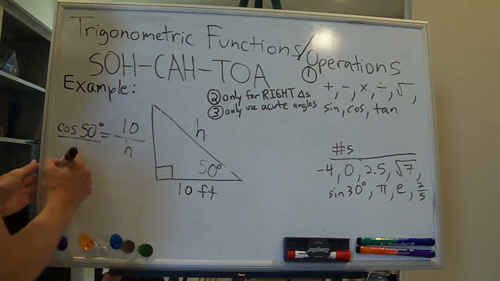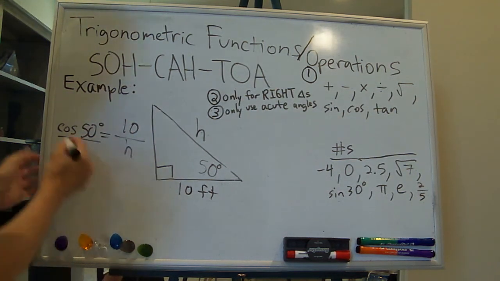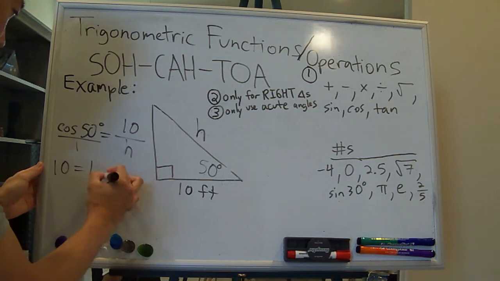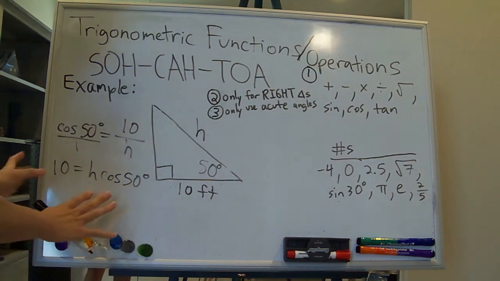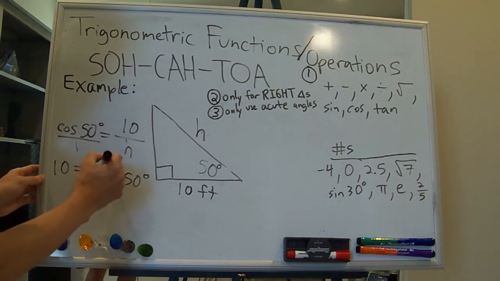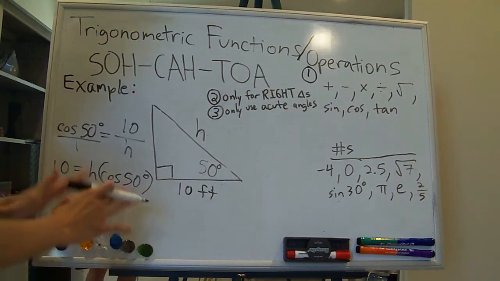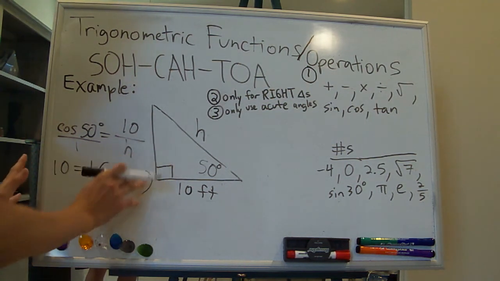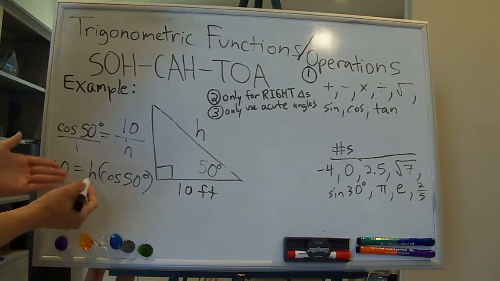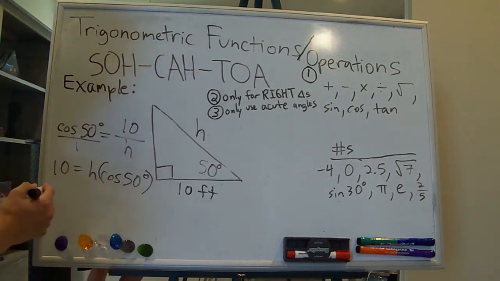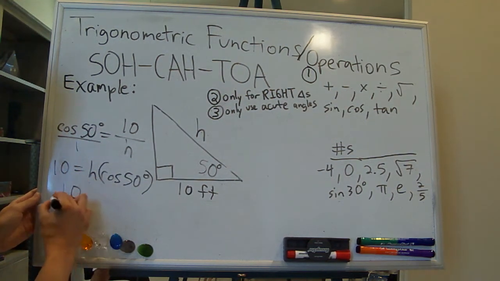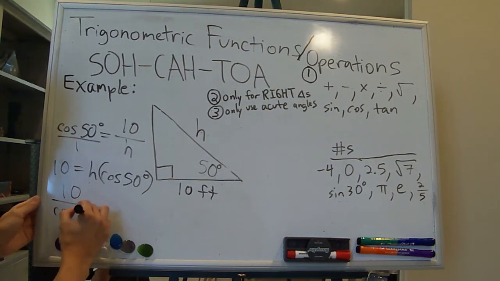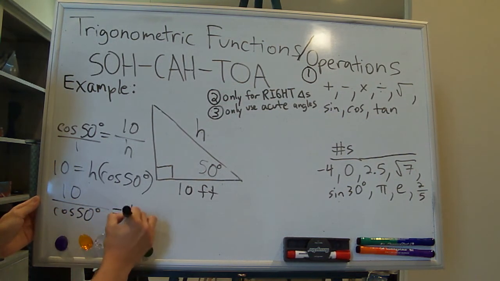So 10 times 1 is 10. H times cosine of 50 is h cosine of 50 degrees, right? So here, you want to isolate the h. Now remember, cosine of 50 degrees is a number. Treat it like a number. You can divide over a number, no different than if this said 2h, you can divide the 2 over. Cosine of 50 is a number, you can divide it over, right? So when we divide that over, we get 10 divided by cosine of 50 degrees equals h.